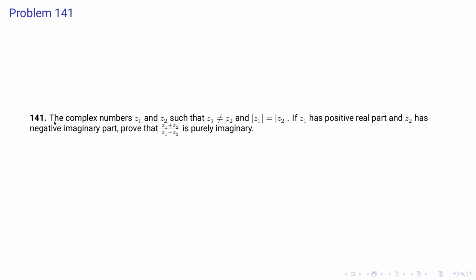Problem 141 says that the complex numbers Z1 and Z2 are such that Z1 is not equal to Z2 and mod of Z1 is equal to mod of Z2. If Z1 has positive real part and Z2 has negative imaginary part, prove that Z1 plus Z2 by Z1 minus Z2 is purely imaginary.